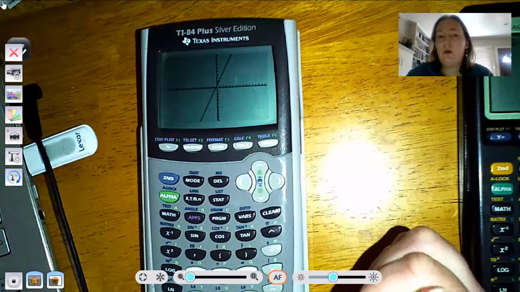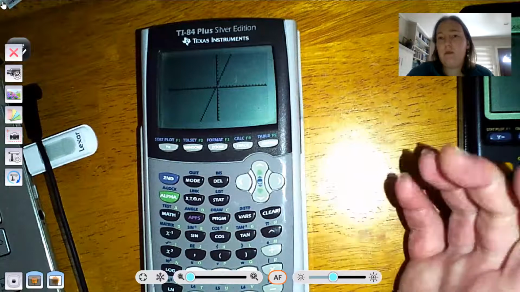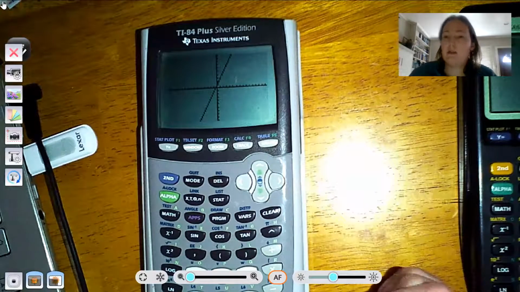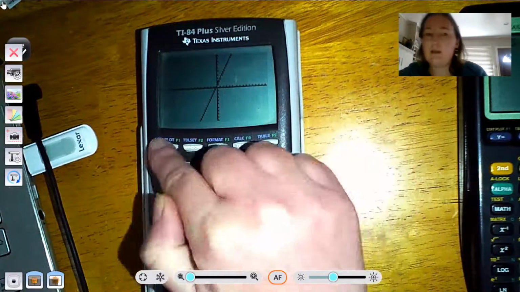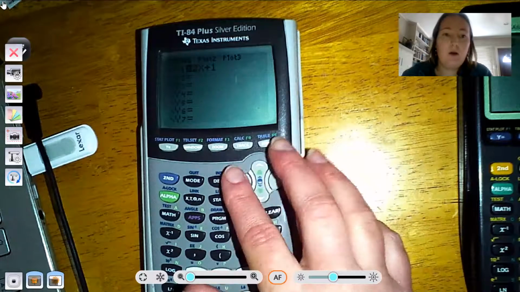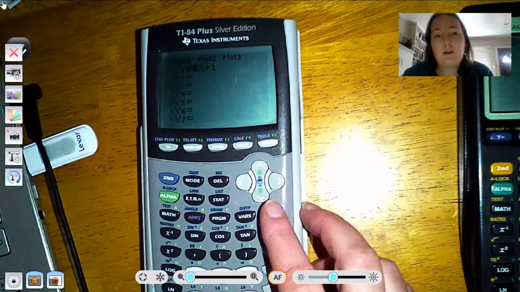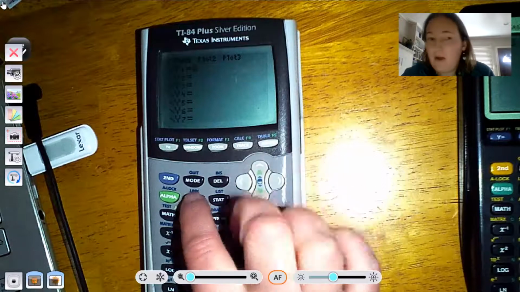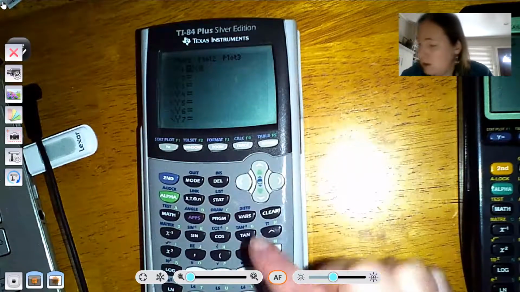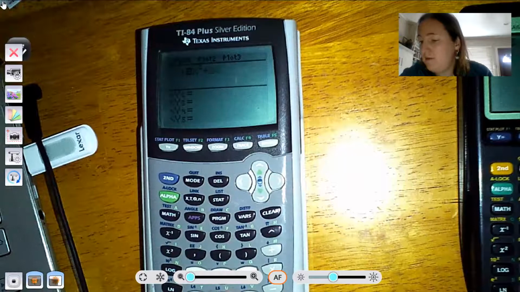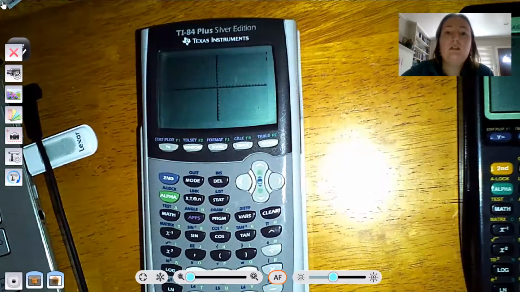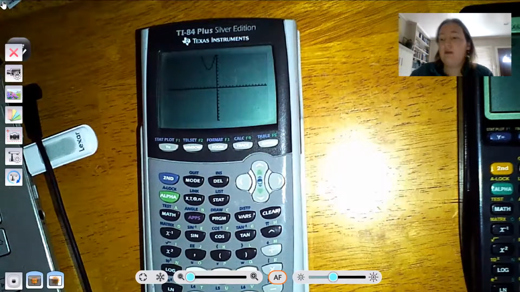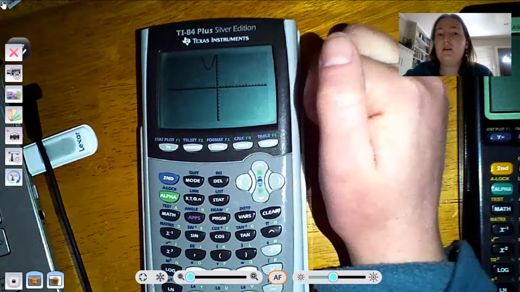Now, depending on your window, your graph may be a little bit deceiving in terms of its steepness or lack thereof. One of the things to note is that, let's say I did a parabola. Let me go ahead and clear it out. If I wanted to do a parabola, x squared plus 5x plus, let's say, 12, enter. If I hit graph, I've got part of it there, at least some of it showing.